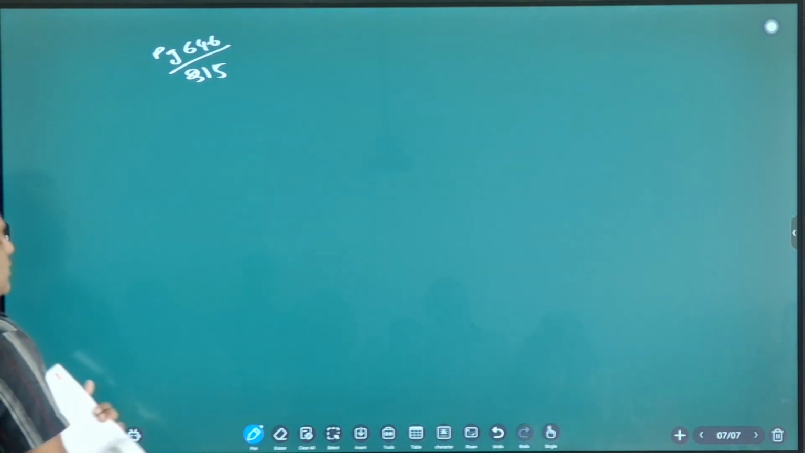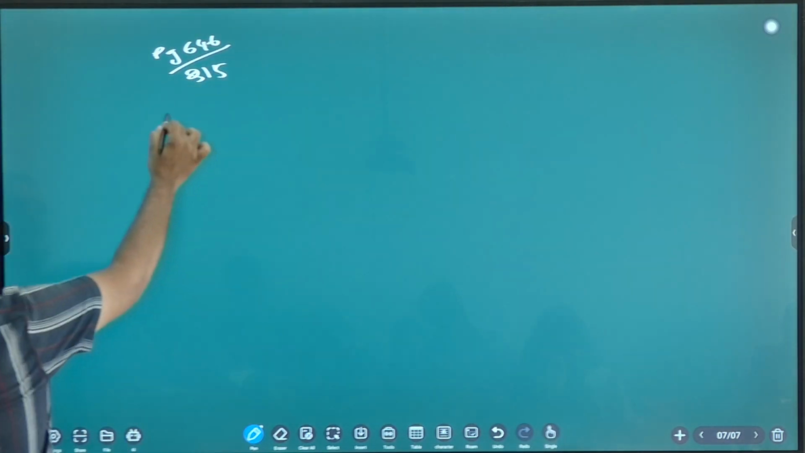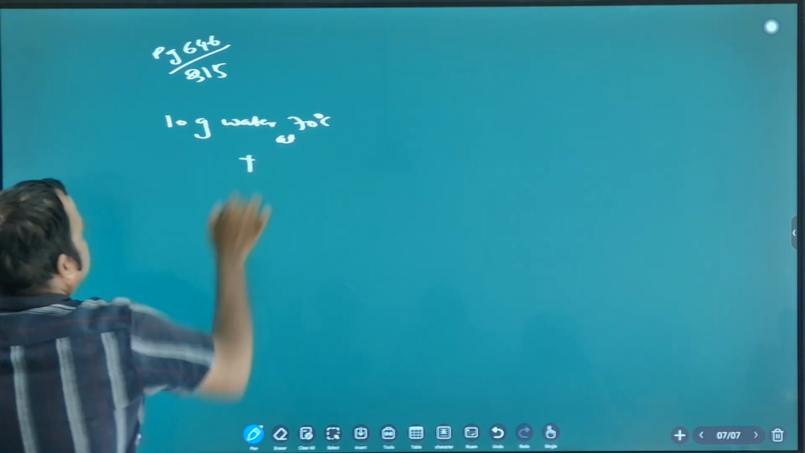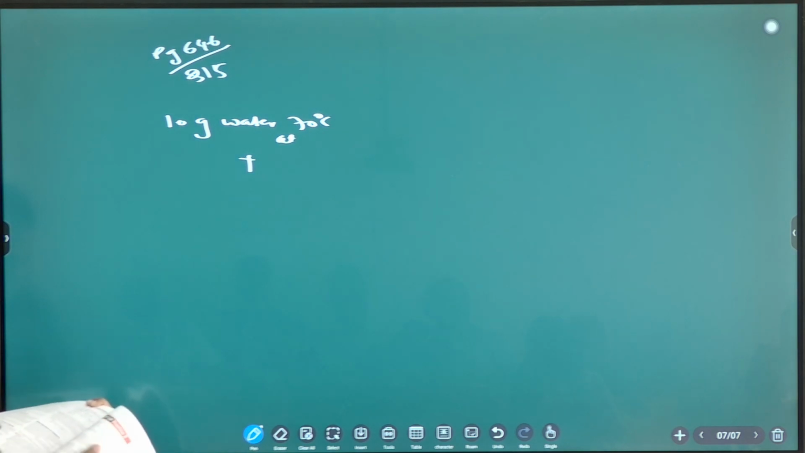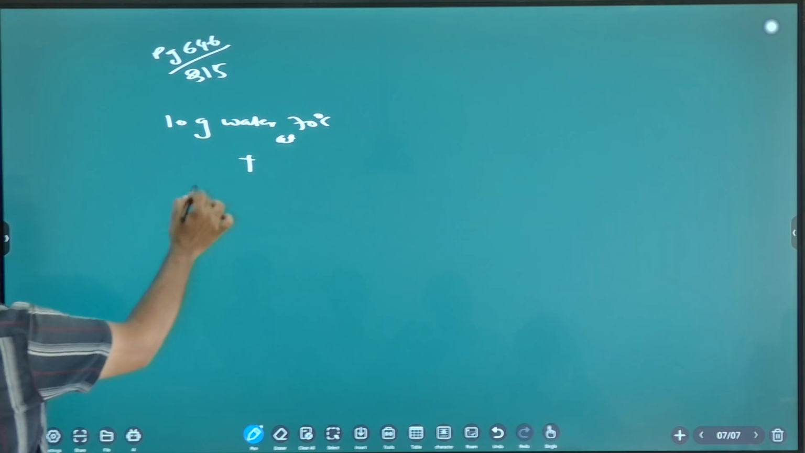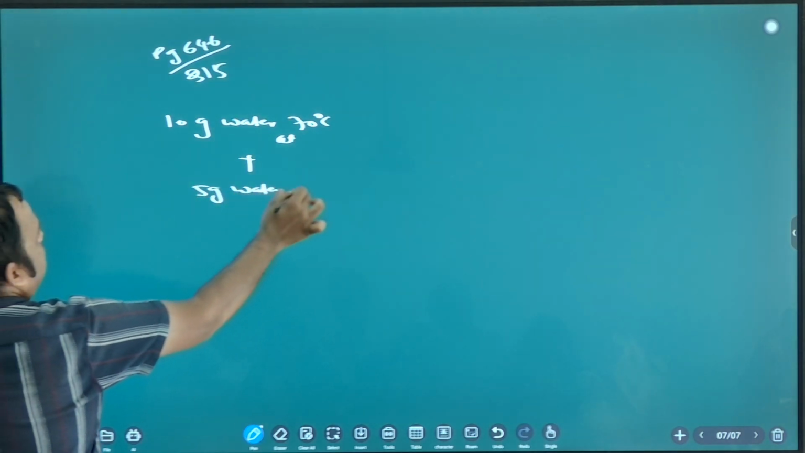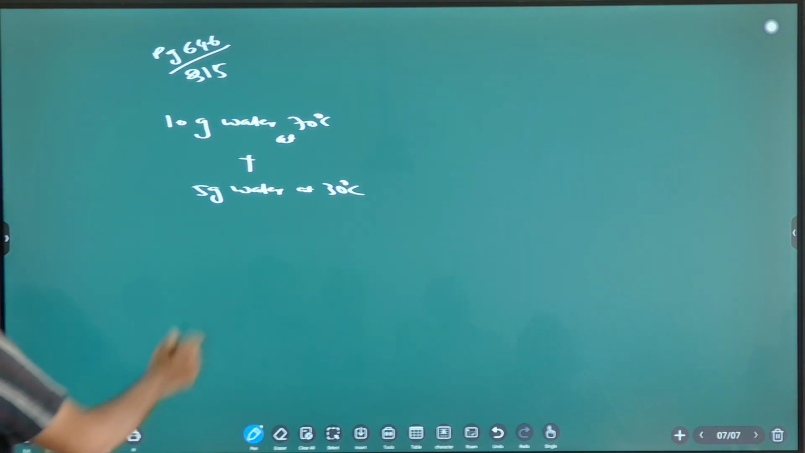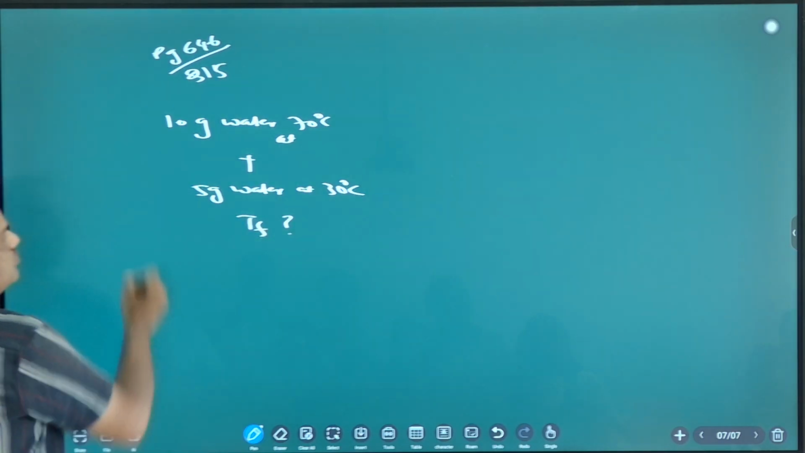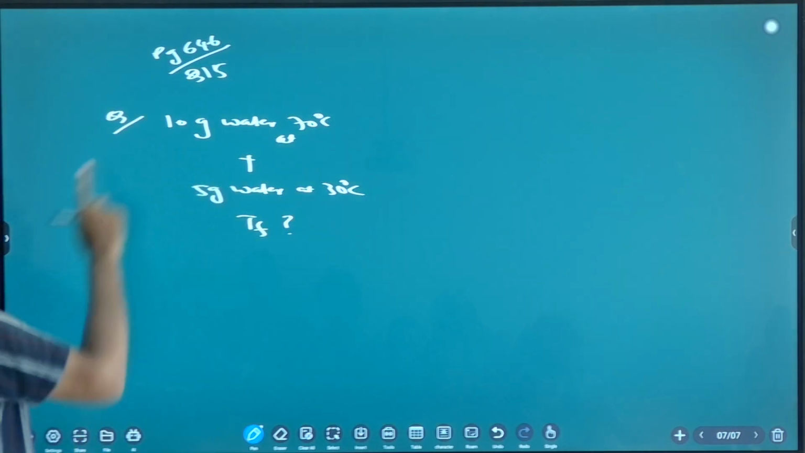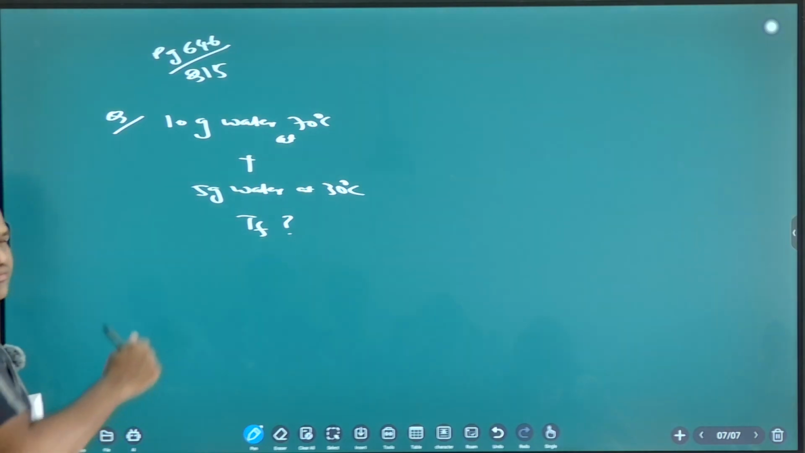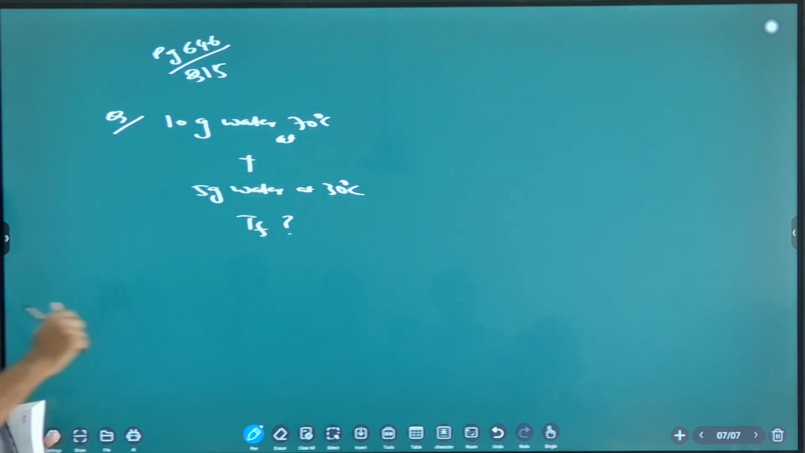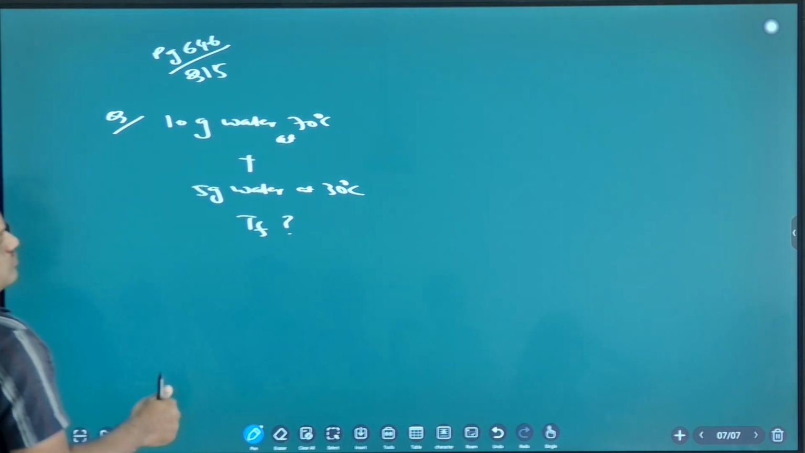What is the question? 10 gram water at 70 degrees Celsius is mixed with 5 gram water at 30 degrees Celsius. What is the final temperature of the mixture? How will you solve this? Now this is an easy question. Why easy? Both are water, right or not? No ice, no steam.